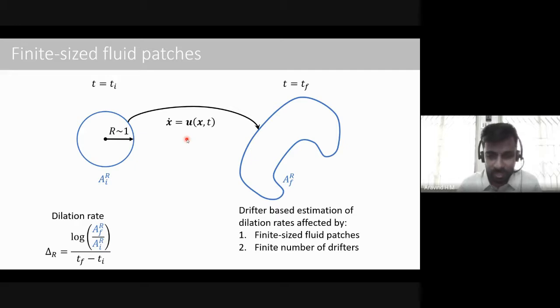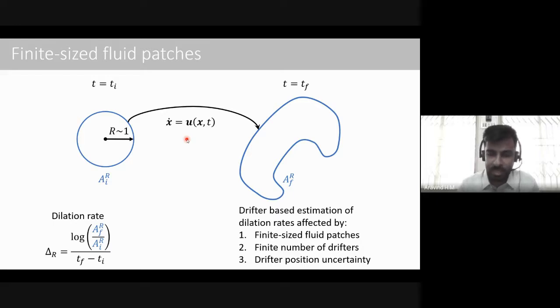So that's another constraint. And finally, these drifters come with some GPS units attached to them, which essentially tell us what the drifter position is at every point in time. And these GPS units themselves have some uncertainty associated with them. So the drifter positions that we obtain from these GPS units essentially will have an uncertainty of around 6 meters on average. Of course, this can vary depending on the type of GPS units we use. But yeah, these are the three main sources of error when we use drifters to estimate dilation rates.